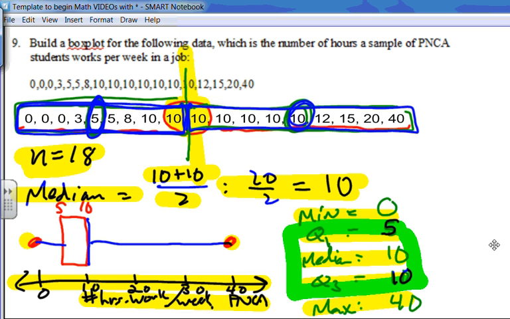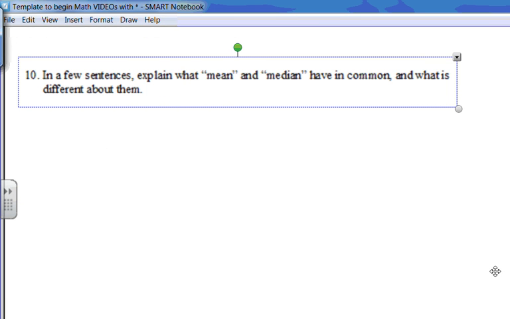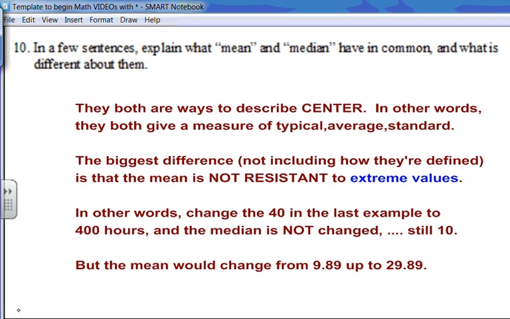Let's take a look at number 10. What do mean and median have in common, and what's different about them? Well, they are both ways for describing center. They are both measures of a typical value in a data set.